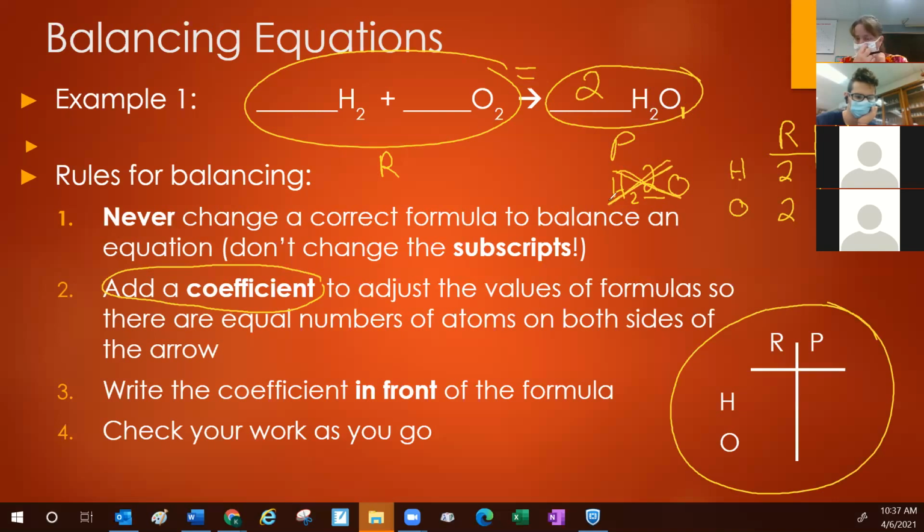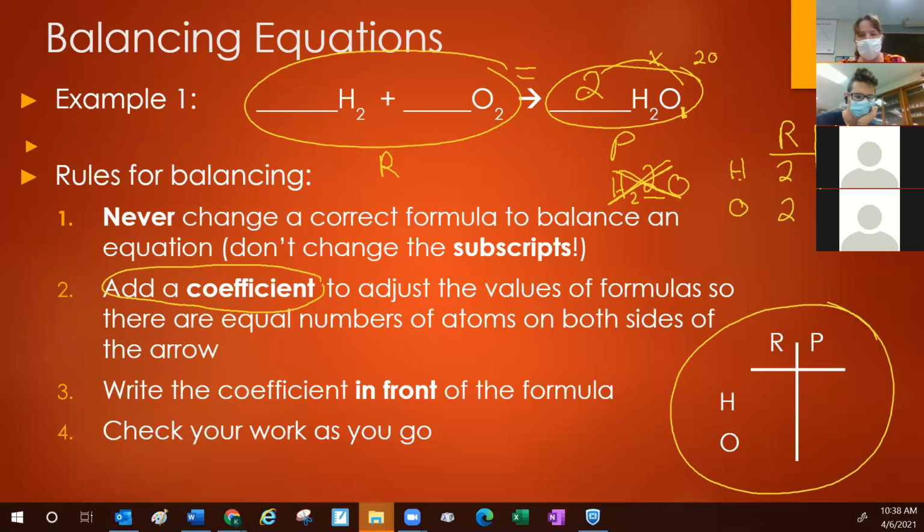So great, let's look at what that did to the oxygen. This 2 now gets multiplied by how many oxygens we had, which is 1. And that means we have 2 oxygens now. So we can cross out that 1 and put a 2 there. Wonderful, 2 and 2, that means our oxygens are balanced.